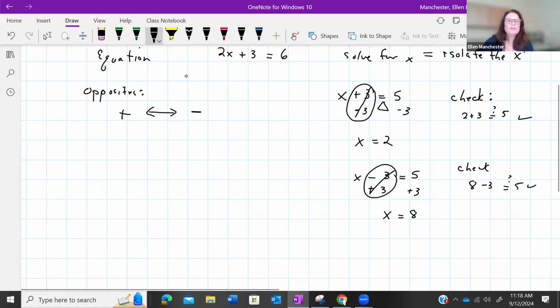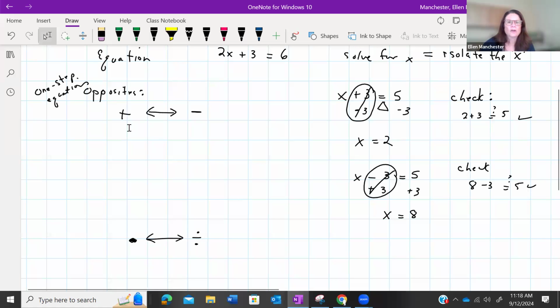Okay, so these are called one-step equations, because all you have to do is take one step. You add or subtract depending on what you're given. You always do the opposite. The other one-step equation is if you have, I'm going to do it with a dot. What's the opposite of multiplication? Division.